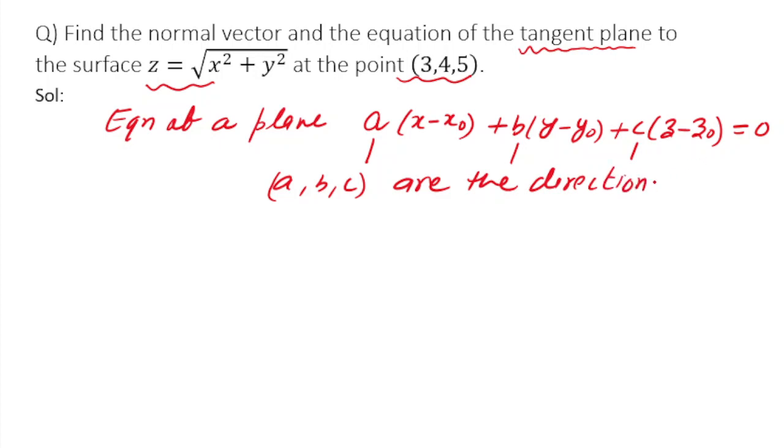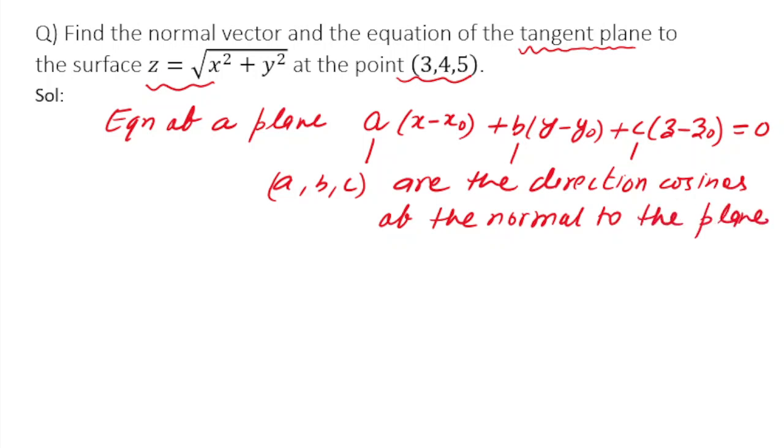So here we are writing direction cosines of what? Of the normal to the surface, to the plane, because I'm writing the equation of the plane. For example, if you are watching this video on the screen and you want to find the equation of the screen, suppose I have a plane like this. On the plane I can draw a normal. So this normal will have some direction cosine.